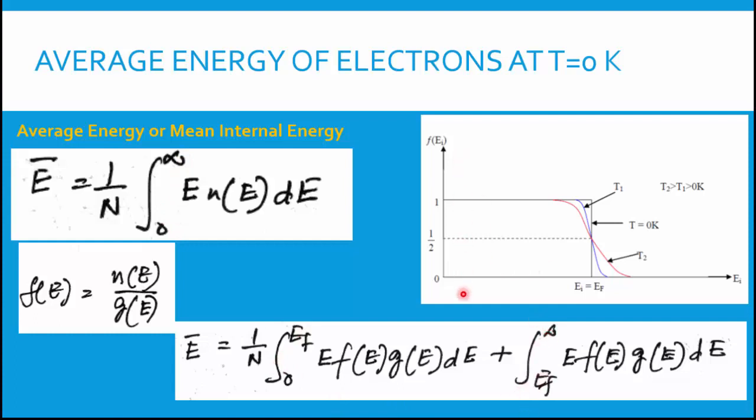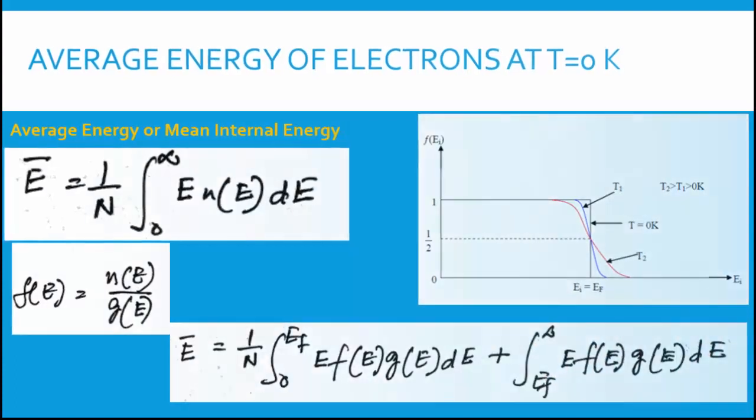Now if you look into the graph again, you will find that from 0 to EF, the value of Fe is 1. So I can substitute the value of Fe as 1 here, and from EF to infinity, the value of Fe on the x-axis is 0. So here I will substitute 0. If I substitute 0 here, this second integration on the right hand side vanishes.